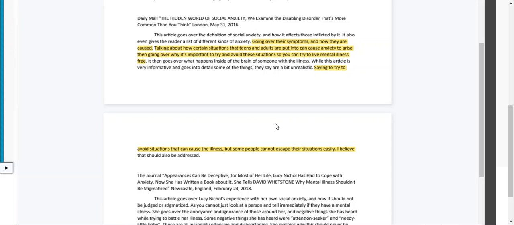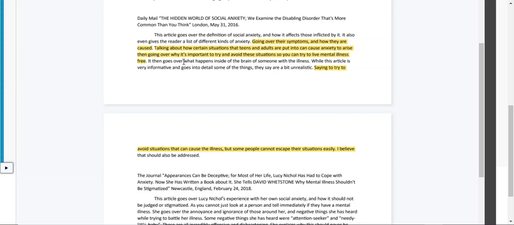So if I were reading this particular passage backwards, this is what I would do. "I believe that should also be addressed." Okay, that's a complete sentence. "Saying to try to avoid situations that can cause illness, but some people cannot escape their situations easily." No, that doesn't make complete sense as a complete sentence. And then I'd read the next line, again going backwards. "While this article is very informative and goes into detail, some of the things they say are a bit unrealistic." So, complete sentence. And let's look at this one.